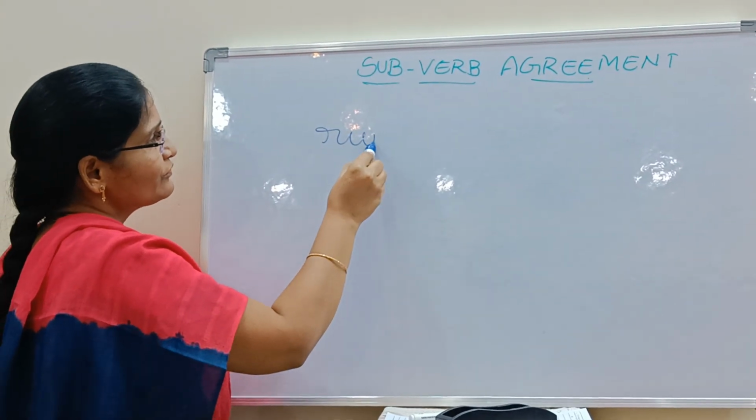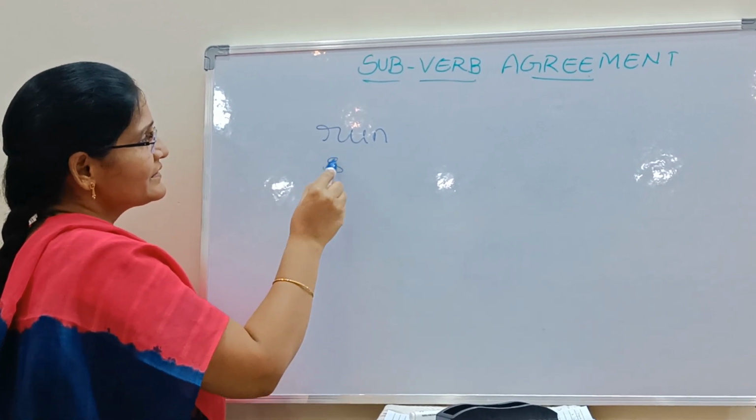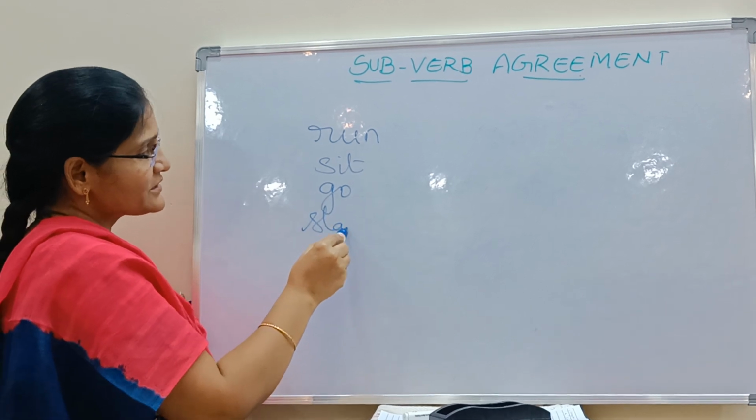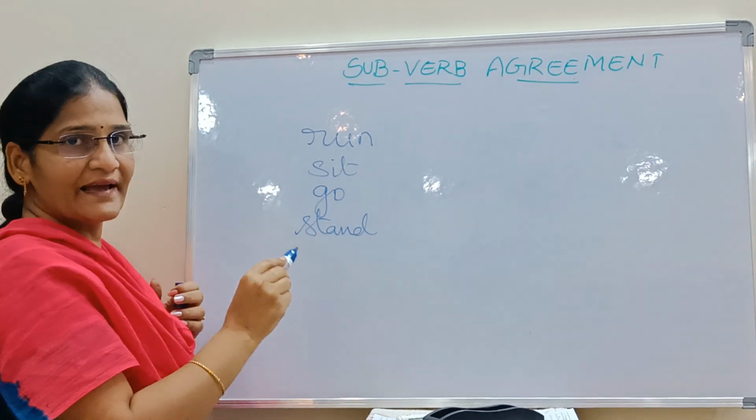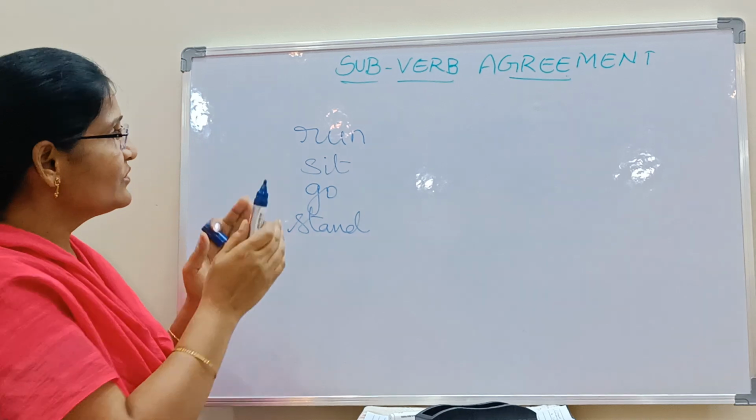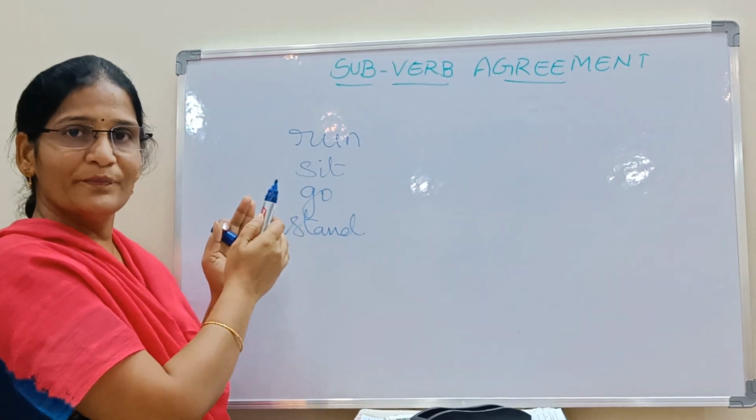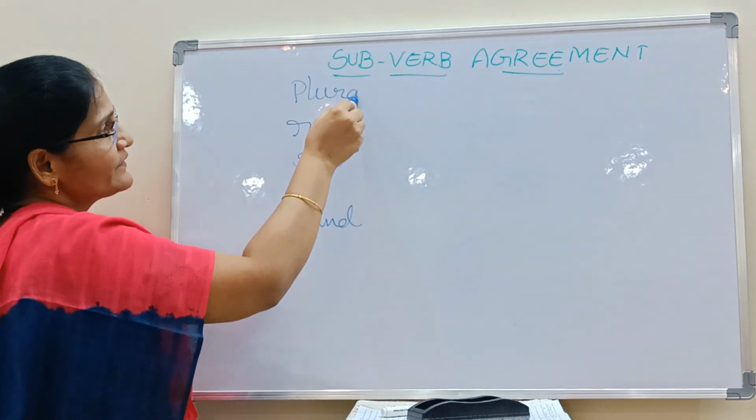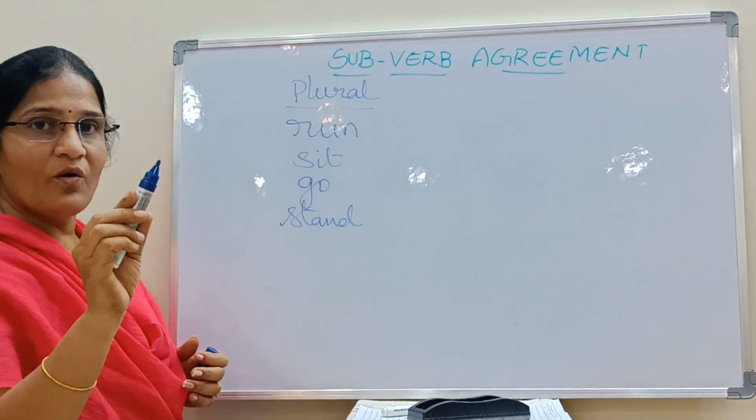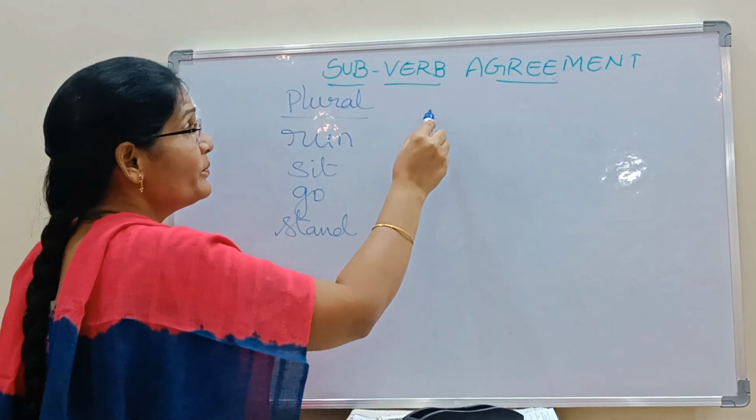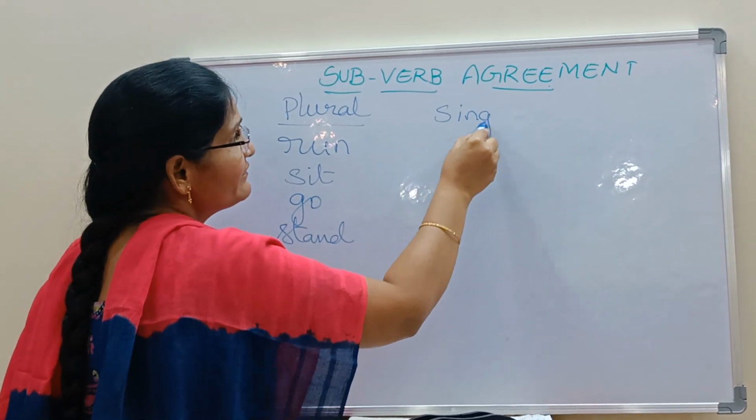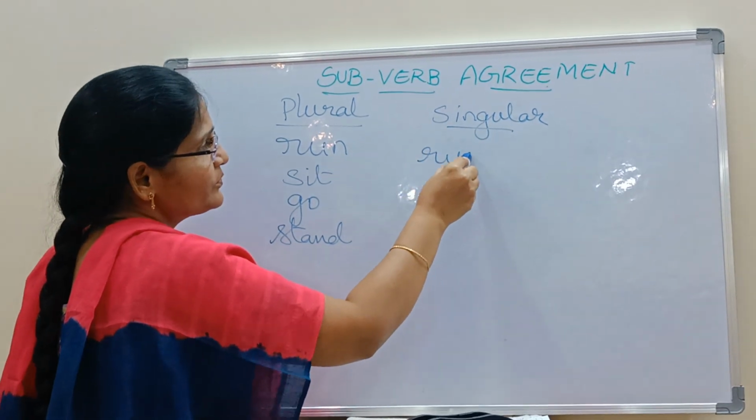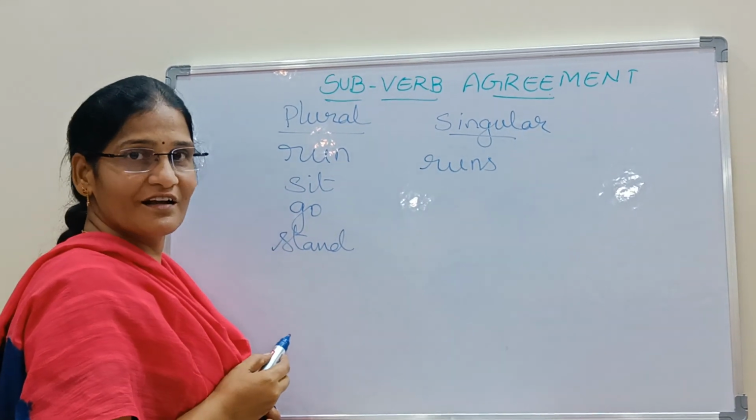I write here the verbs run, sit, go, stand. All these are action words, verbs. Are they singular or plural? These verbs are plural verbs. Generally all the verbs are plural. We have to make them singular. How can we make them singular? By adding s. So for the verb run, we have to say runs.